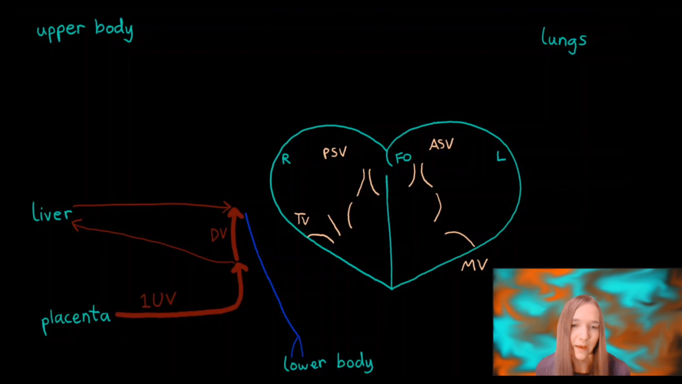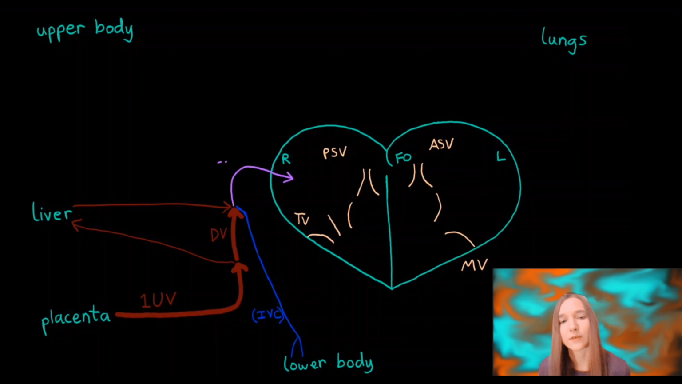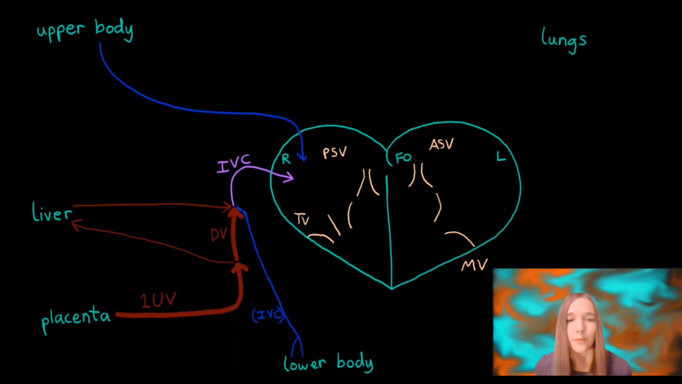The common iliac veins will merge to form the inferior vena cava, and that will bring deoxygenated blood from the lower body. And then the ductus venosus will feed oxygenated blood into that inferior vena cava. So up here, I'm drawing this portion in purple. Partially oxygenated blood enters the right atrium there. We have deoxygenated blood coming from the upper body. That will be delivered to the right atrium through the superior vena cava.